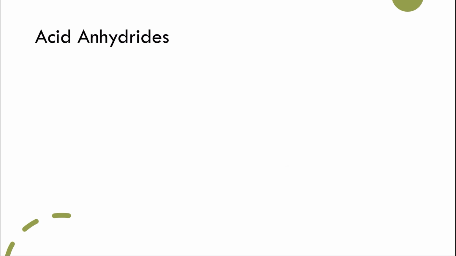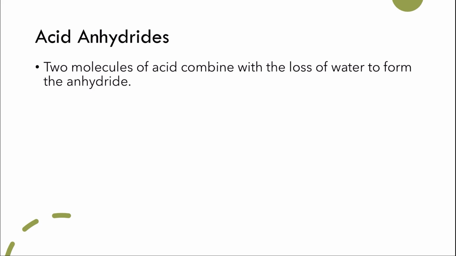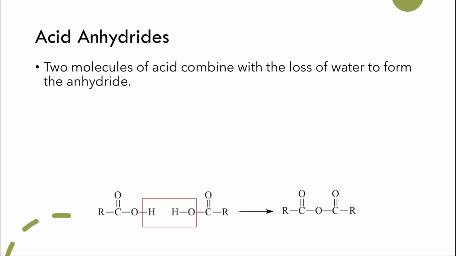Acid anhydrides are another type of carboxylic acid derivative, and they are similar to acid chlorides in terms of reaction. So what are acid anhydrides? When two molecules of acid combine together with a loss of water, they give you what we call the acid anhydride. So we have two molecules of acid and they lose one molecule of water, with one OH from one carboxylic acid and a hydrogen from the other one. That will give you the anhydride.